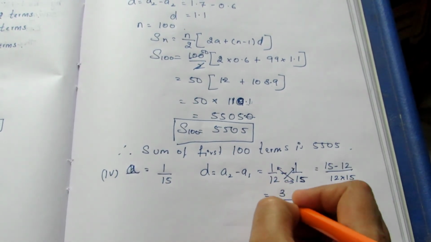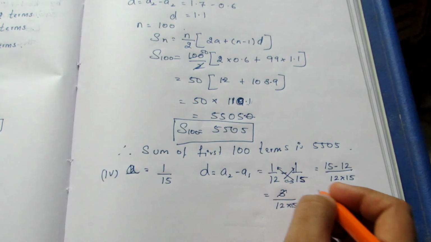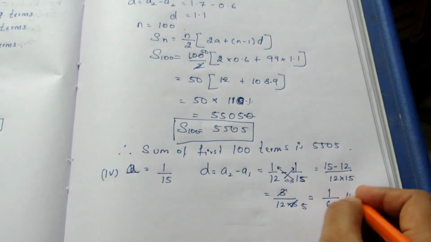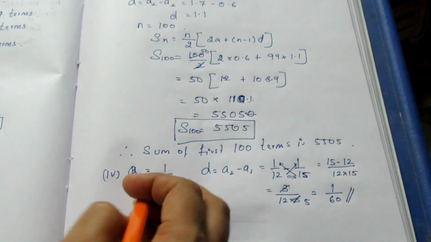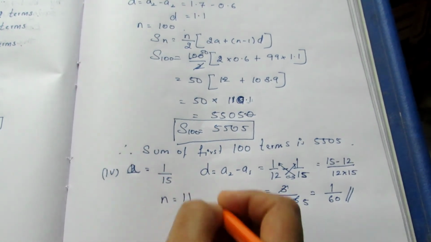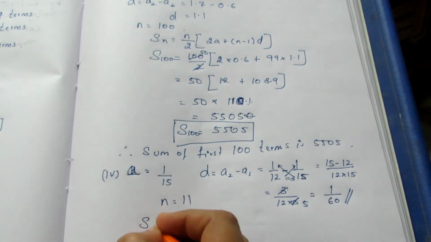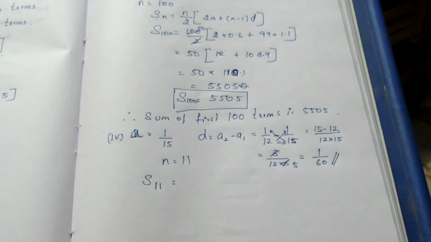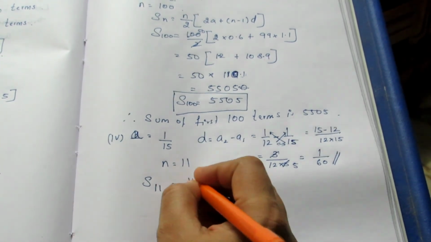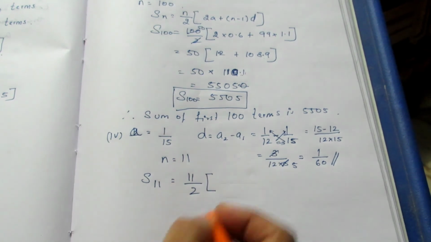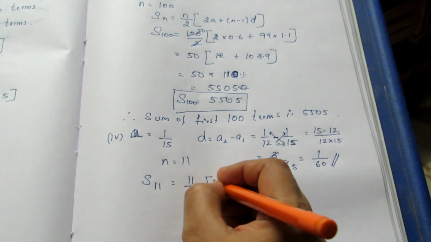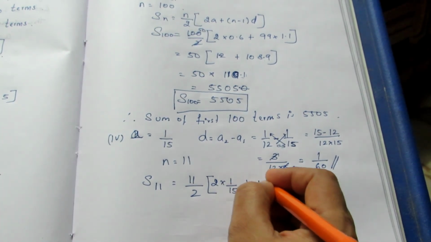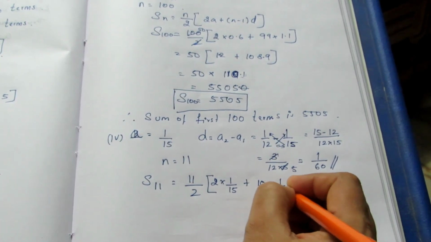So 3 by 12 into 15. Here 3 5s are 15. If I multiply 12 into 5, it becomes 60. So my d will be equal to 1 by 60, and they have given n to be 11. Now we need to find S11. We know the formula n by 2 into 2a plus n minus 1 into d. Just substitute the values. n is 11 by 2 into 2a, 2a is 2 into 1 by 15, plus 11 minus 1 is 10 into d is 1 by 60.